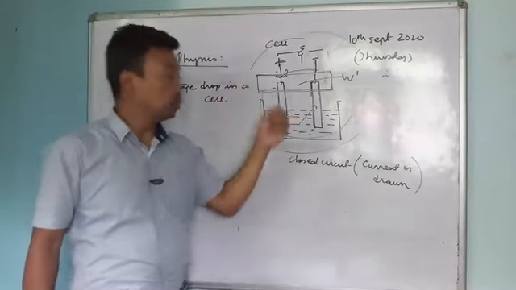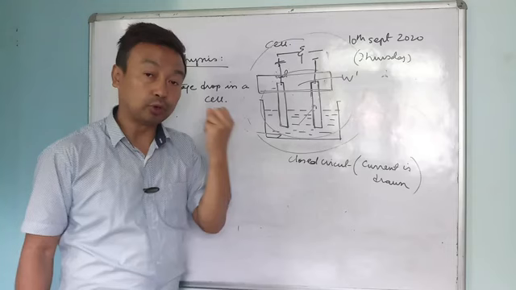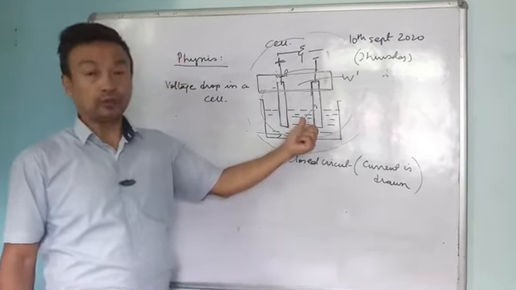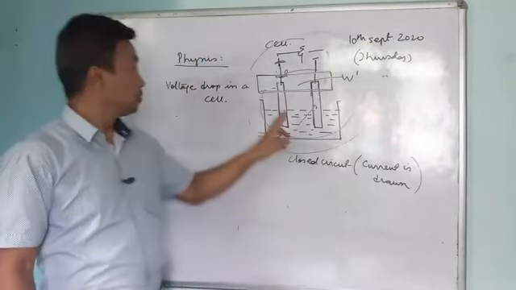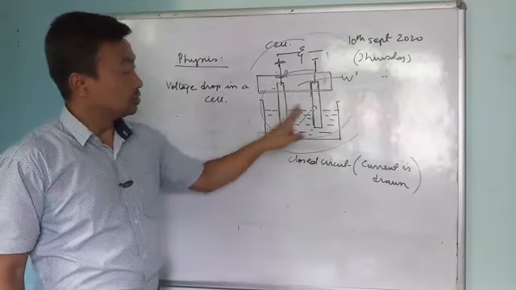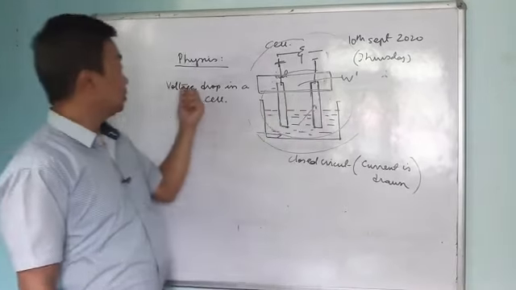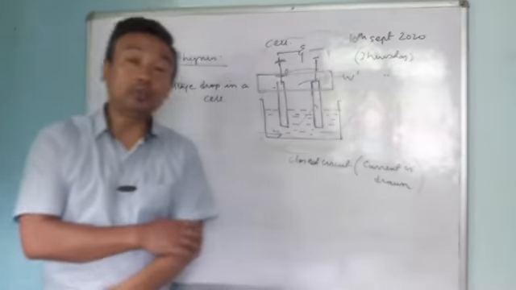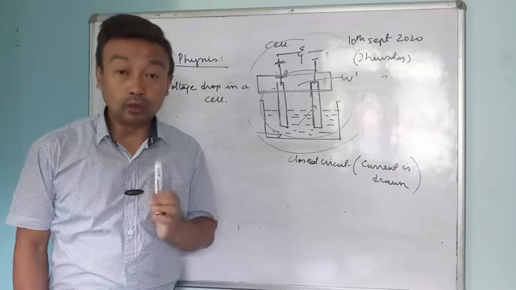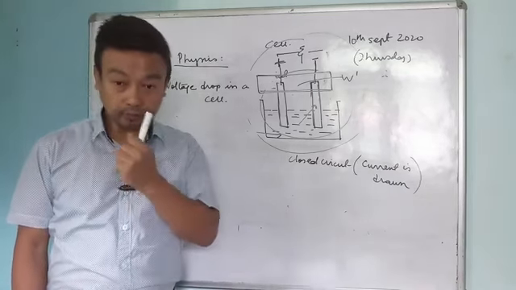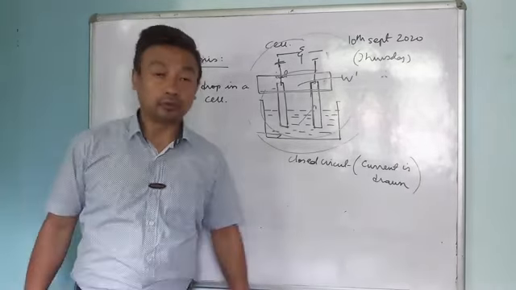Now why is EMF more? Because there is the electrolyte present inside, and this electrolyte also has some potential difference. Due to that potential difference, the terminal voltage becomes less than the EMF. So that potential difference due to the electrolyte inside the cell is called the voltage drop in a cell. So how do you define the voltage drop in a cell? Voltage drop in a cell is defined as the work done per unit charge in carrying the positive test charge through the electrolyte. That means inside the cell.